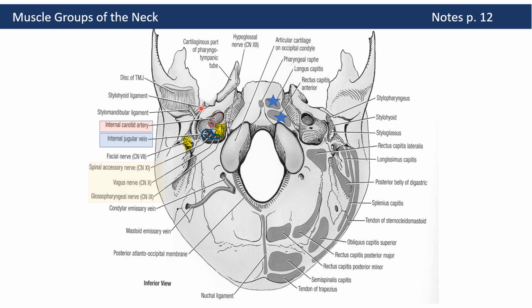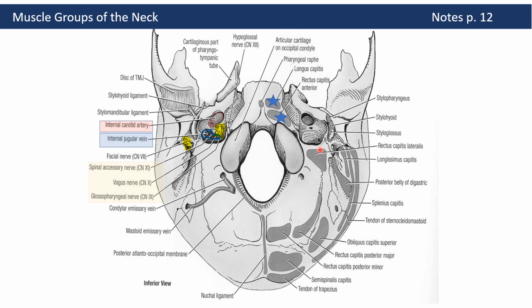So if we take a look at the bottom of the skull, notice again our longus capitis attaching anterior to the foramen magnum. This is anterior, this is posterior, and here's our foramen magnum. The longus capitis attaches anterior to that, as does the rectus capitis anterior. And then, although it was difficult to differentiate on the previous slide, the rectus capitis lateralis does in fact attach laterally, as the name implies.